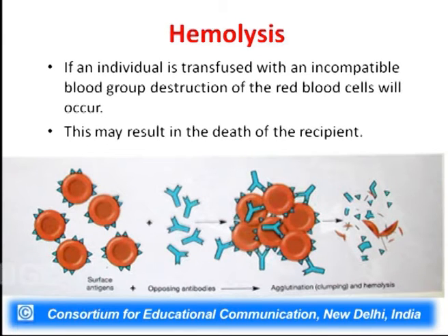What happens if I give a different blood group to them? The moment an incorrect or incompatible blood group is transfused, there is hemolysis occurring because of the presence of antibodies which are opposing the antigens. And what results? The breakdown of RBCs.